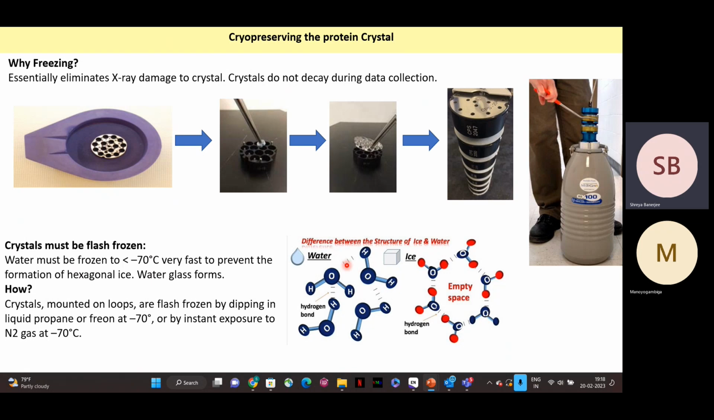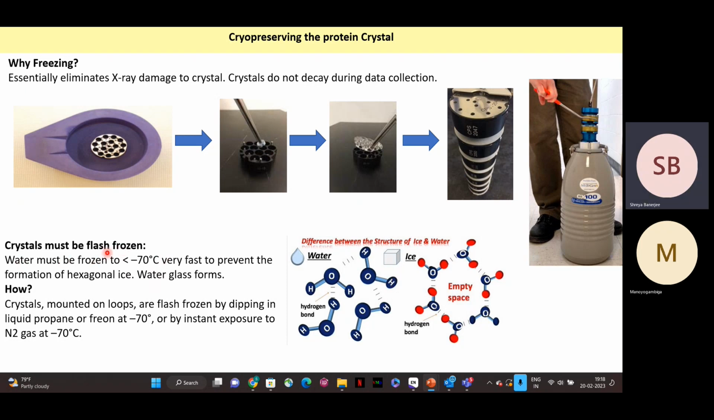Now, if you freeze the water slowly, hexagonal ice will form, and that will completely destroy the orientation of the water in the crystal. Contrary to this, if you suddenly freeze the water at minus 70 degrees Celsius, something called water glass forms, which is basically that the water will be retained in the same position as it is there in the crystal, and it will just suddenly be frozen in that same position.